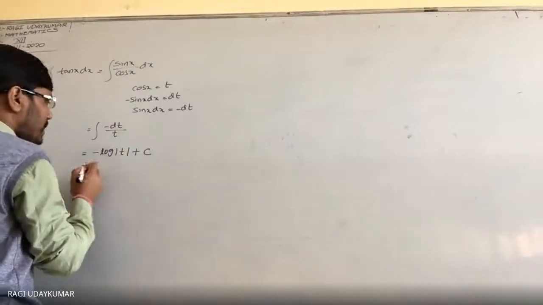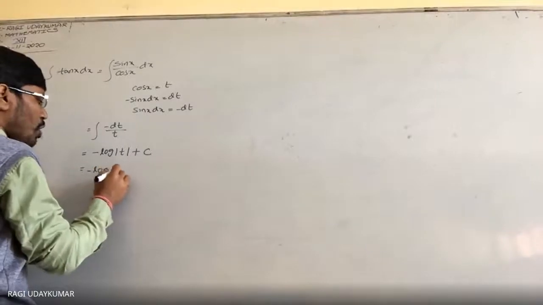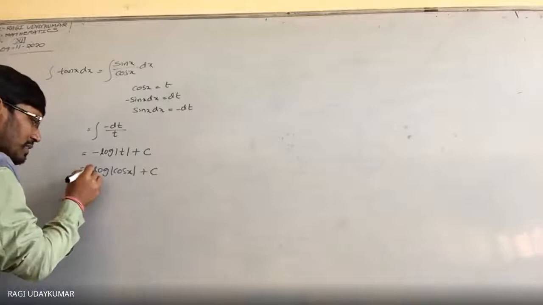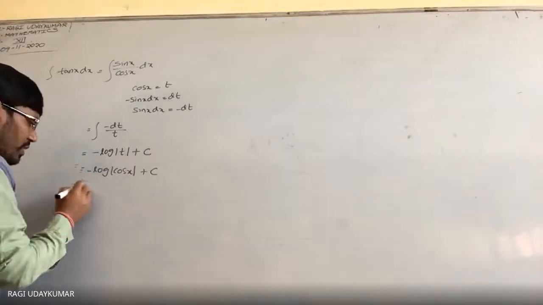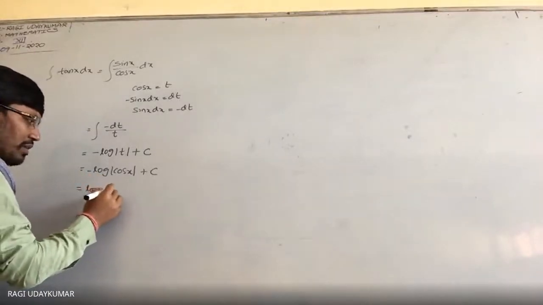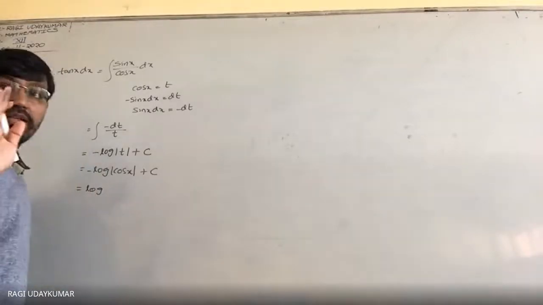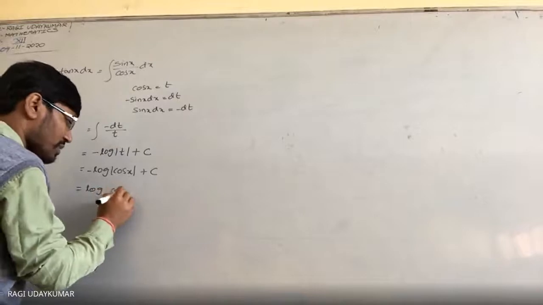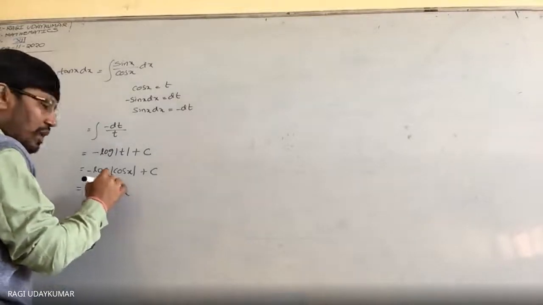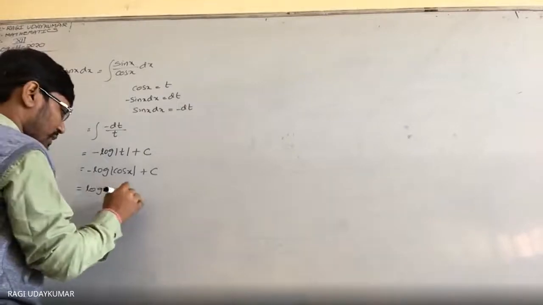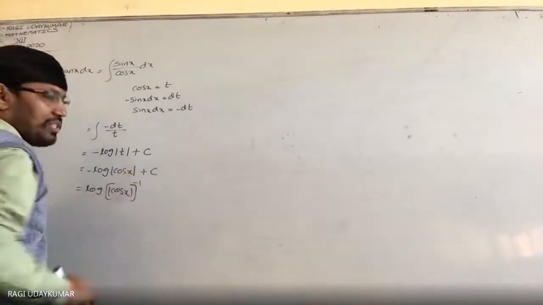So what is t here? Cos x. Minus log cos x plus c. This minus, if we apply it to the logarithm, becomes logarithm of cos inverse x. Sorry, you are not supposed to write cos inverse x. It is the whole inverse of cos x. The whole inverse of cos x is nothing but 1 by cos x.